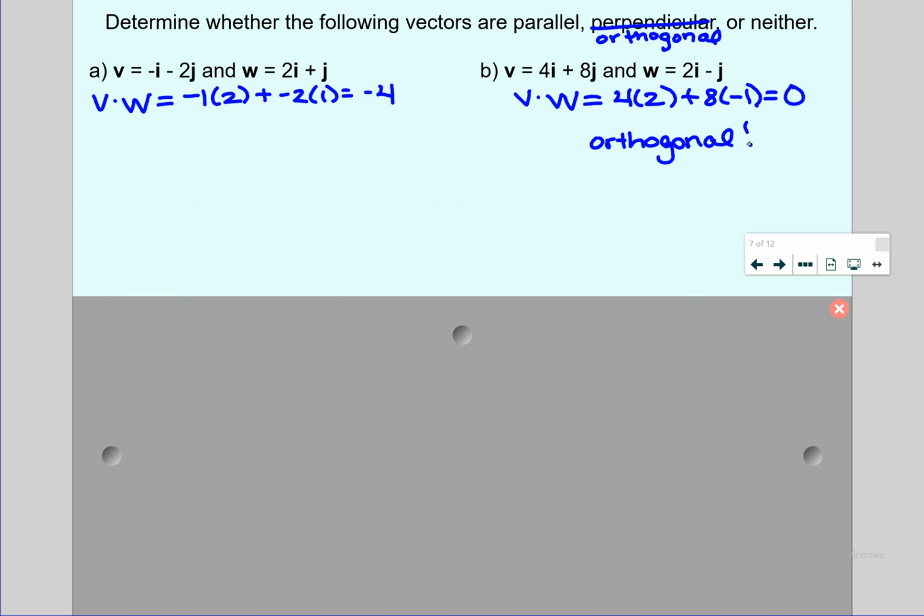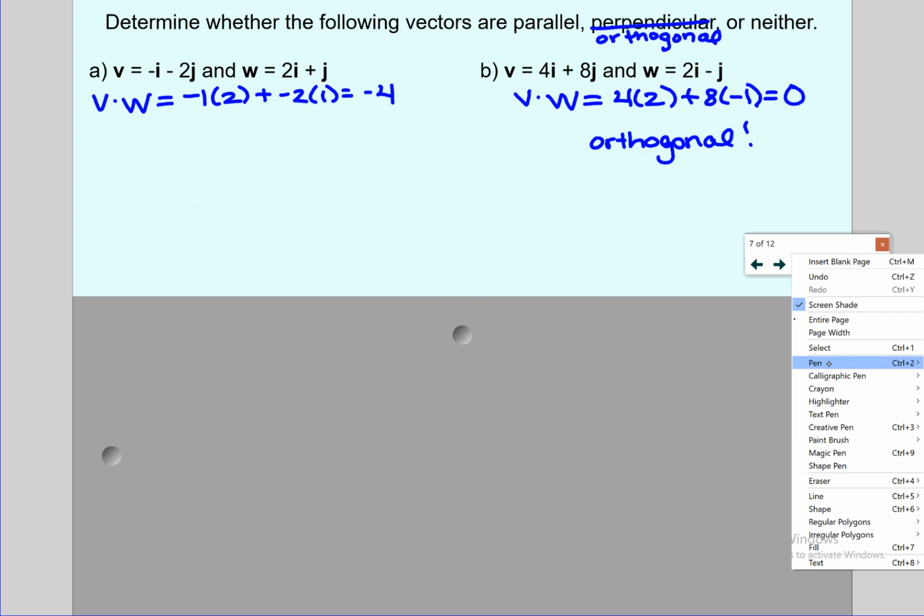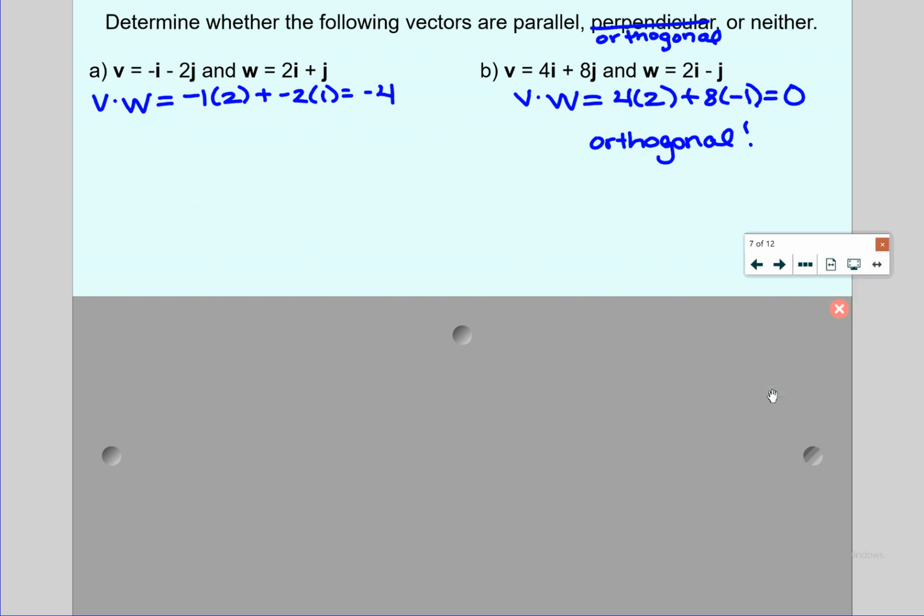Okay. All right, now back to part A, I need to figure out if it's parallel or not. So I'm just going to continue with that angle formula we used a little bit ago. In order to use the angle formula, I still need to find the magnitude of V and the magnitude of W. So the magnitude of V, with our little Pythagorean theorem, would be 1 squared and 2 squared, which is rad 5. W is going to be 2 squared and 1 squared, which is also rad 5.